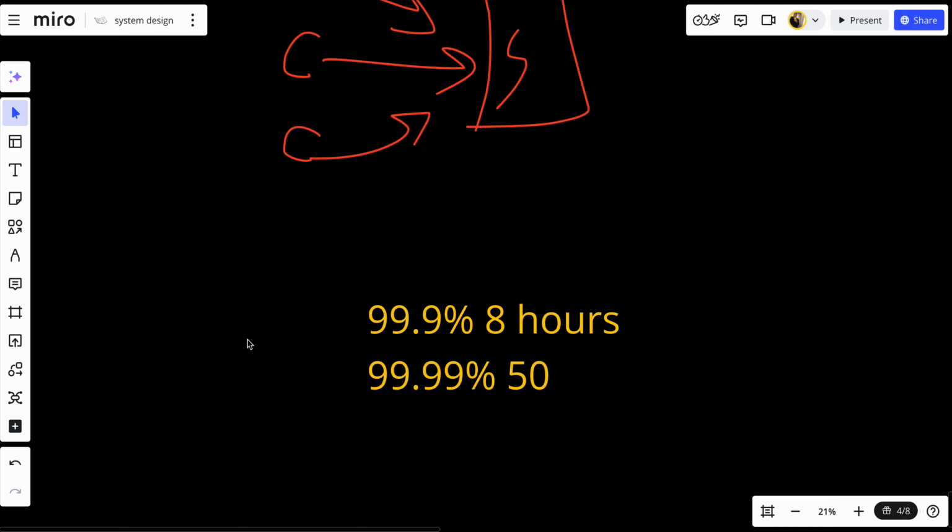So the higher the number of nines, the more reliable your system is. But achieving higher availability also becomes increasingly challenging and costly. It's a trade-off. You need to balance the resources you are willing to invest against the level of reliability your users expect. To improve availability, there are several key strategies you can use.